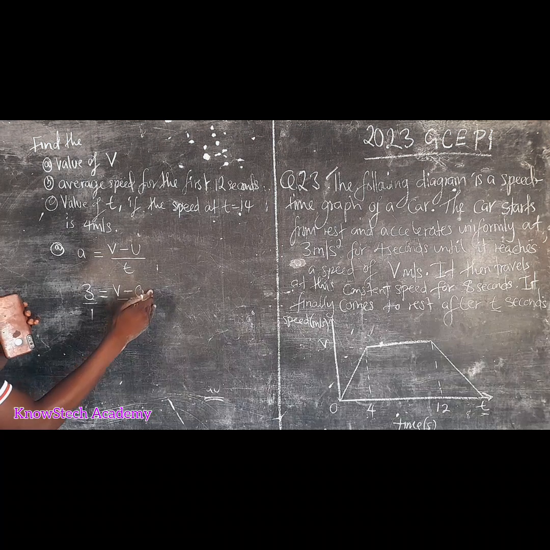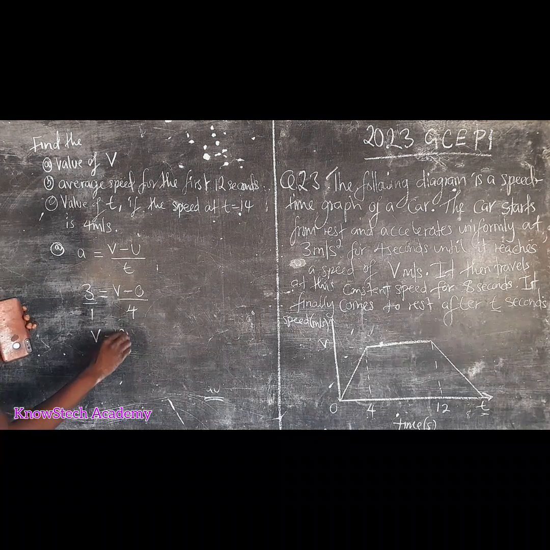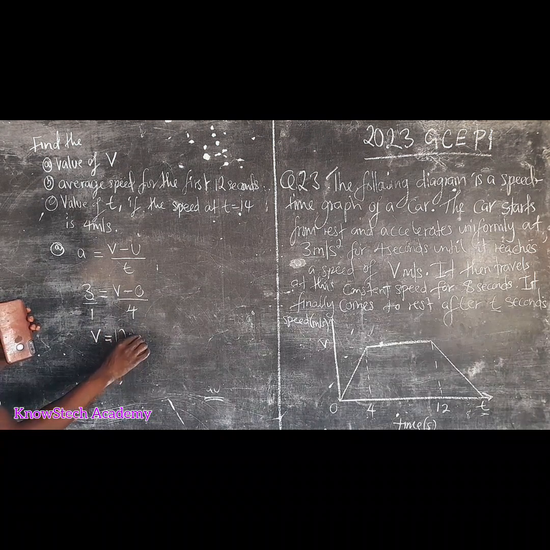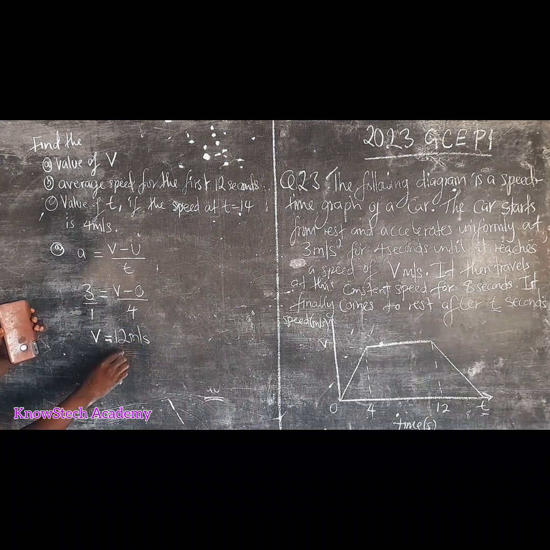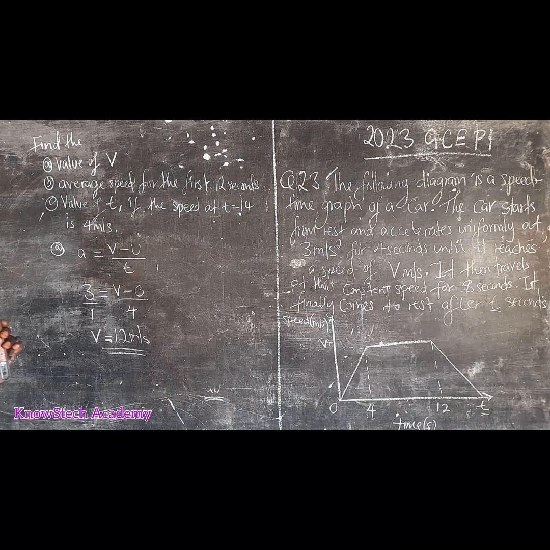v minus 0 is v. 3 times 4 is 12. We are calculating velocity, so the units are 12 meters per second. And this is the answer to the first question.